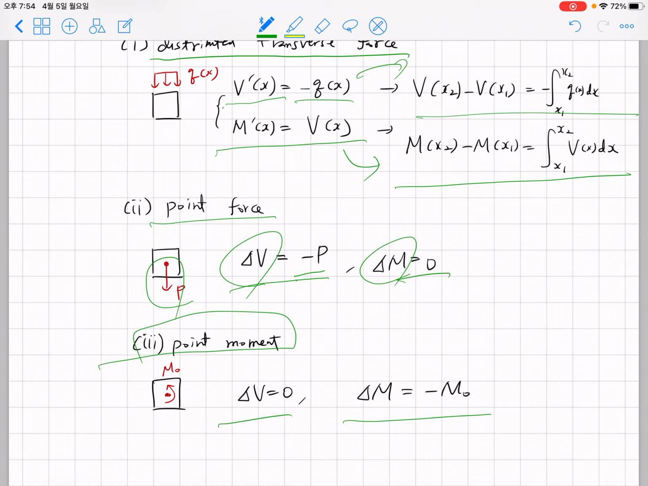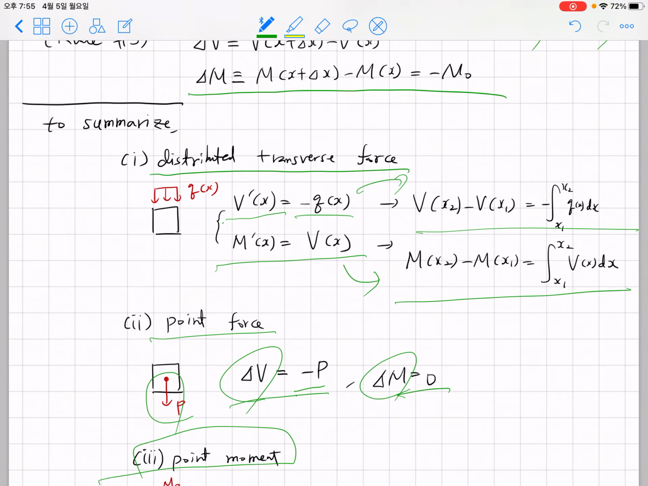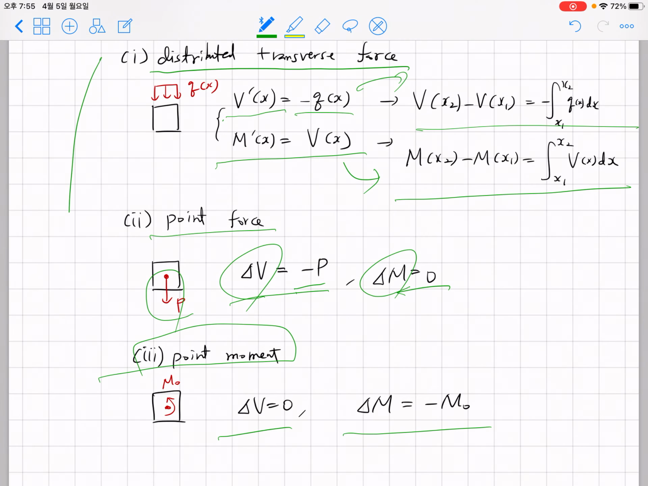Okay, so with that, we can close the first lecture on analysis and design of beams for bending. In the next lecture, we'll consider example problems where we can utilize these rules for three different external loadings for a beam under bending.